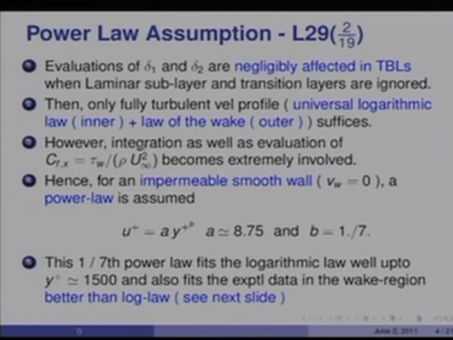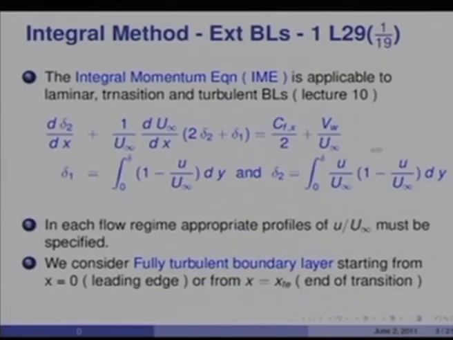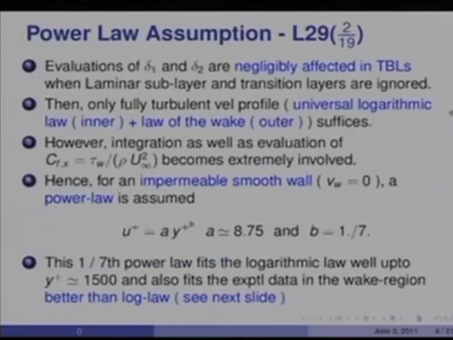On both these accounts, the use of the universal logarithmic law plus the law of the wake is somewhat less fruitful, and therefore what is done is a shortcut. Now, for a smooth impermeable wall at any rate, that is V_w equal to 0, we assume a power law instead of a logarithmic law plus the law of the wake.